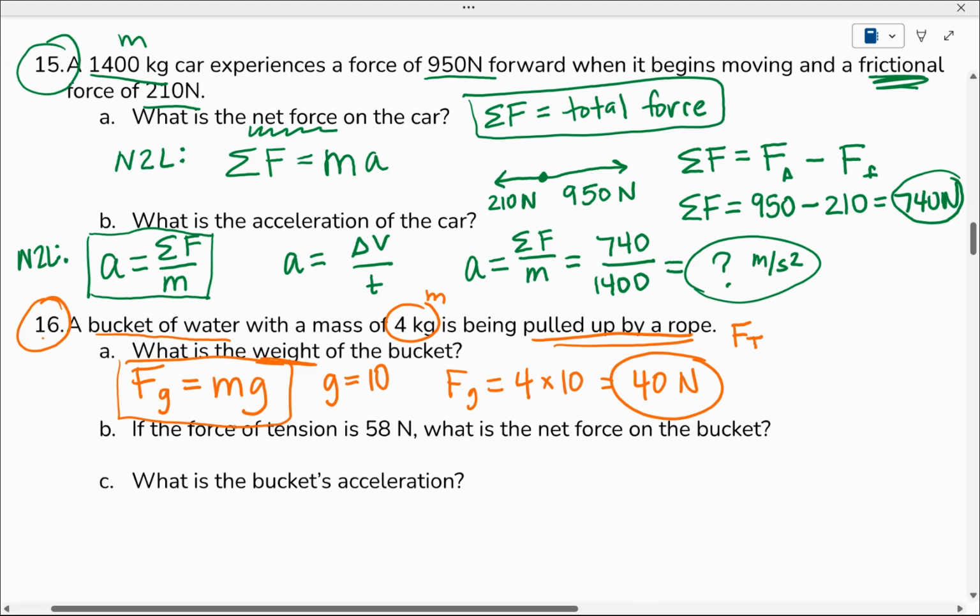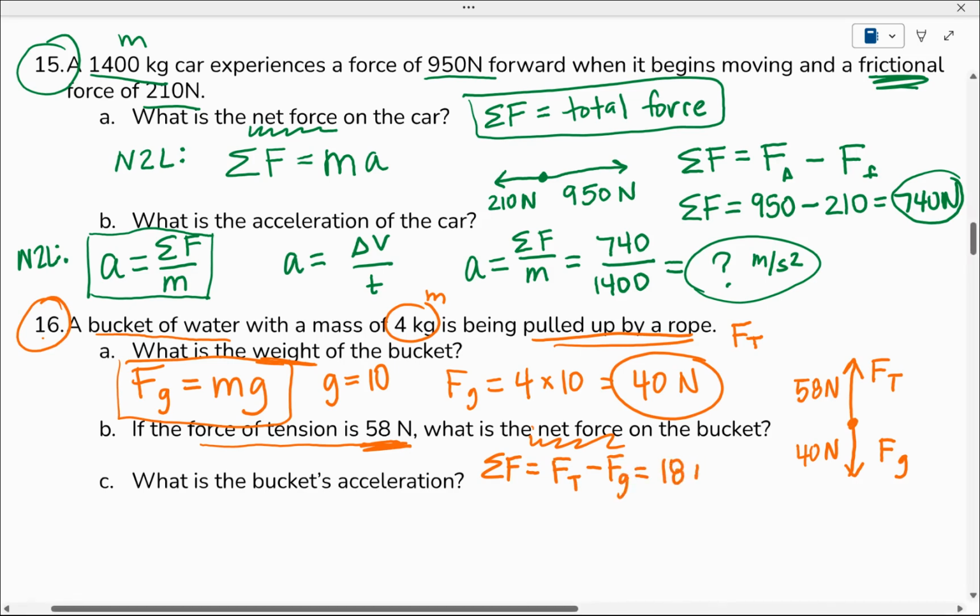In part B, it says the tension force is 58. So you have to recognize that there's this tension force upward, and it's going against gravity downward. If the tension force is 58 newtons, force of gravity is 40 newtons, we were trying to find the net force, which is the total force. We're going to subtract those two. So it'll be tension force minus force of gravity, which is going to be 18 newtons.